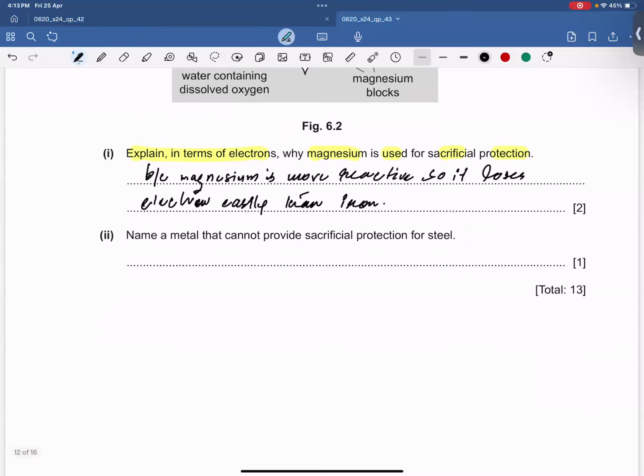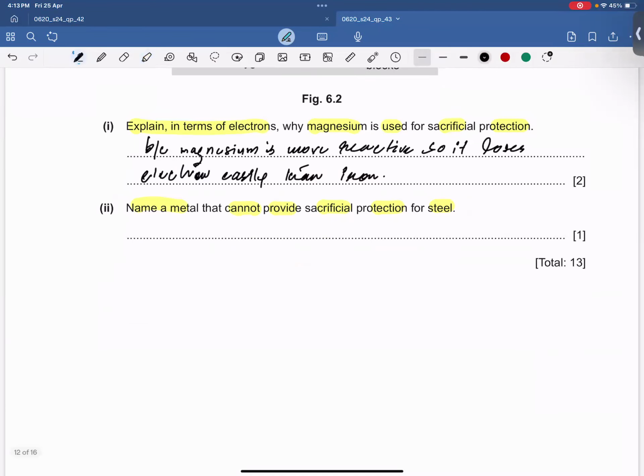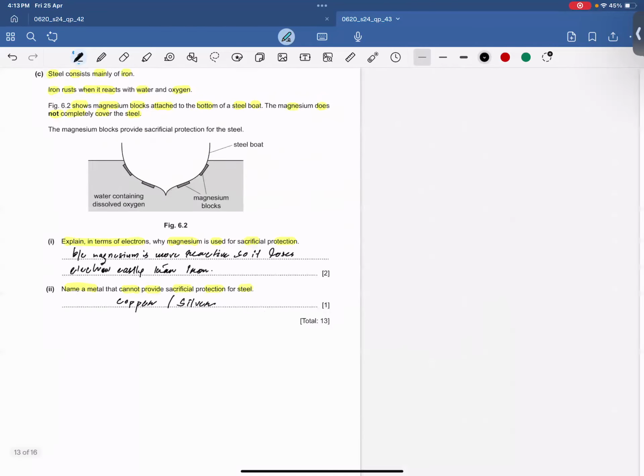Then iron. Name a metal that cannot provide sacrificial protection for steel. Obviously, any metal whose reactivity is less than magnesium, like copper and silver. Okay, so that's the end of this question. Let's move on to the next question.